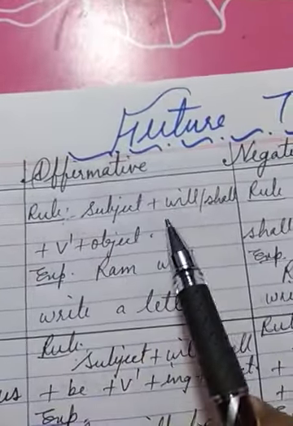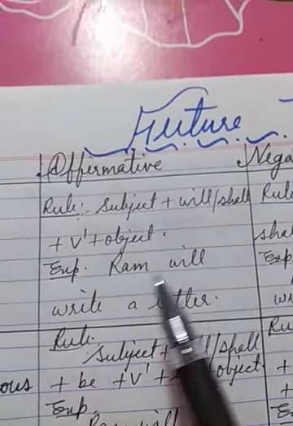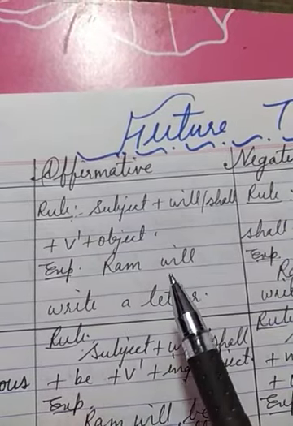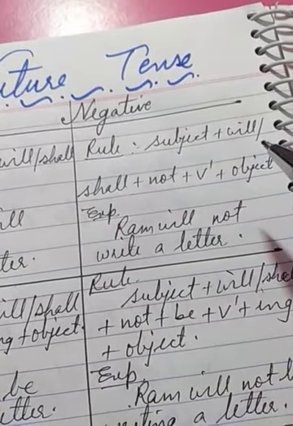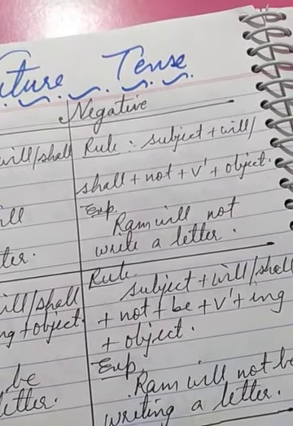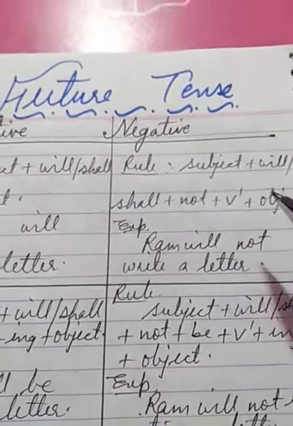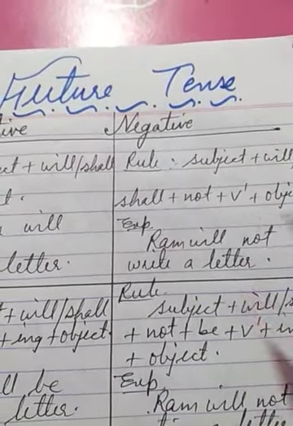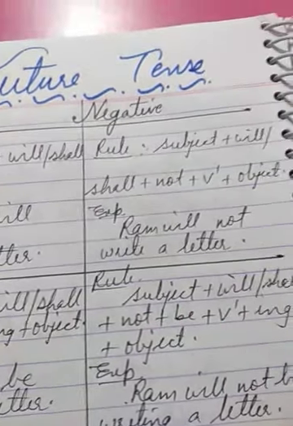Now the rule for this: subject plus will or shall plus verb first form plus object. Example: Ram will write a letter. Now in negative case, rule: subject plus will or shall plus not plus verb first form plus object. So in negative form we will write not after will or shall. Example: Ram will not write a letter.